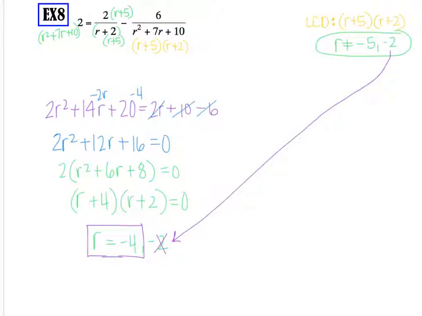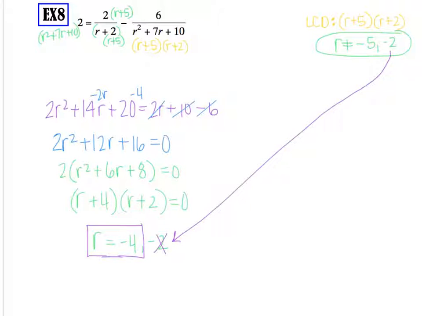All right, so when I look at this, I see I have an r plus 2 as a denominator, and then I have this big trinomial. So I'm going to go ahead and factor that trinomial, and I got r plus 5, r plus 2. So my LCD is going to be r plus 5, r plus 2, because this one already has an r plus 2, and this doesn't have a denominator.